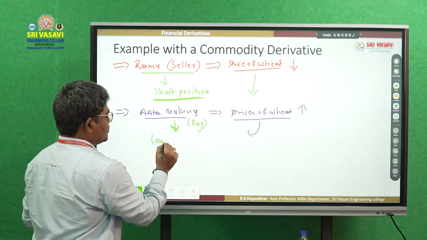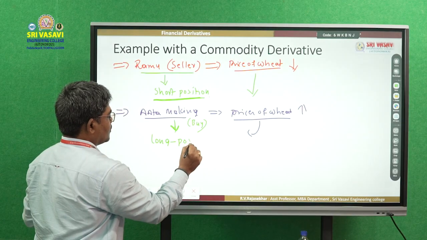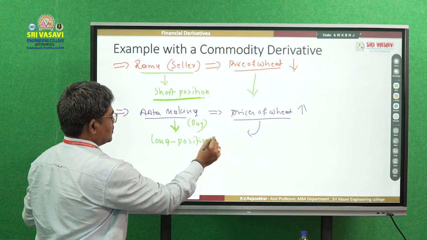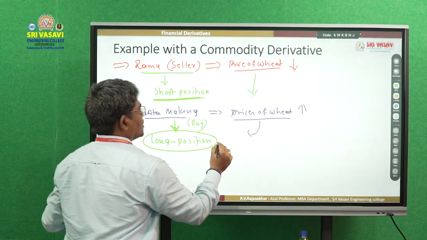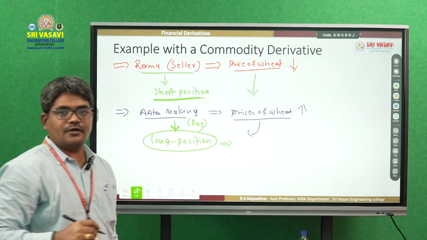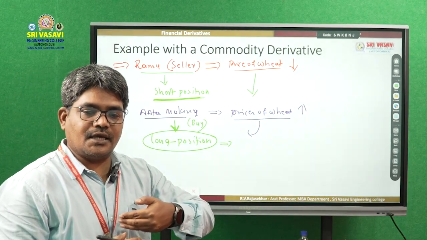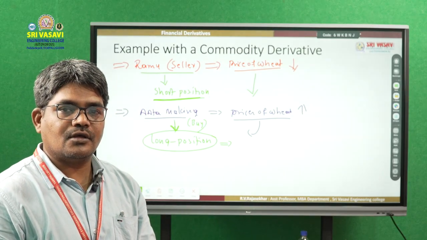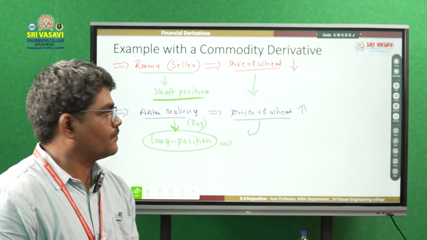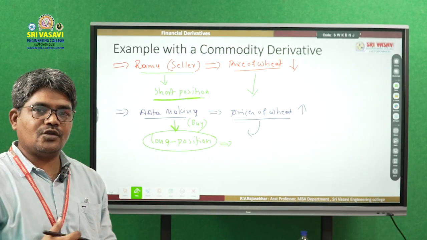What position are you going to have? We are going to have a short position. A short position is a contract you entered. If the price is reducing, you will get a loss. If the price is increasing, you will get a profit.